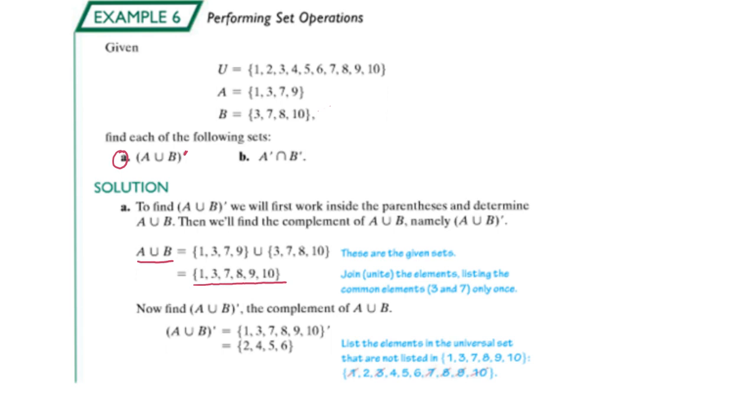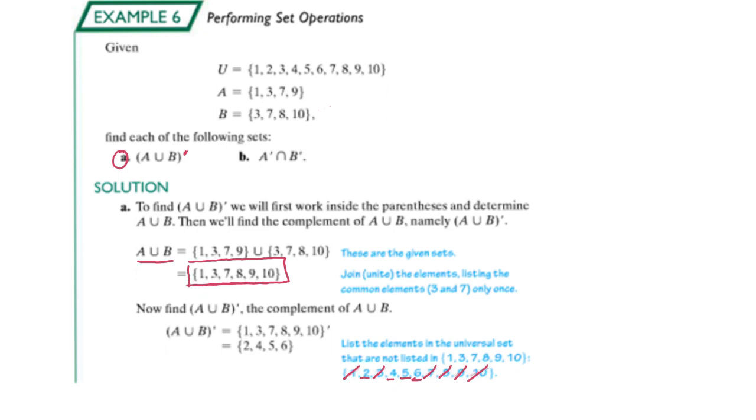Now what you want to do is compare A union B with the universal set. So take this item right here, compare it with the universal set. On the universal set, you want to remove A union B because we want the complement. So you can see they took out the 1, the 3, the 7, 8, 9, 10. And that left us with 2, 4, 5, 6.